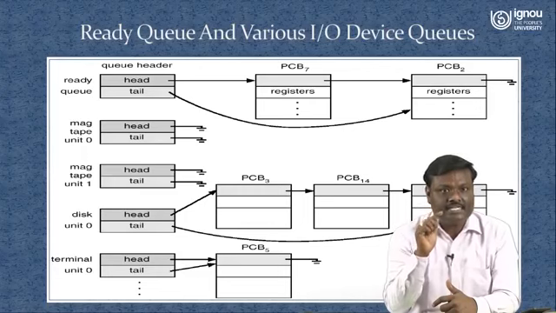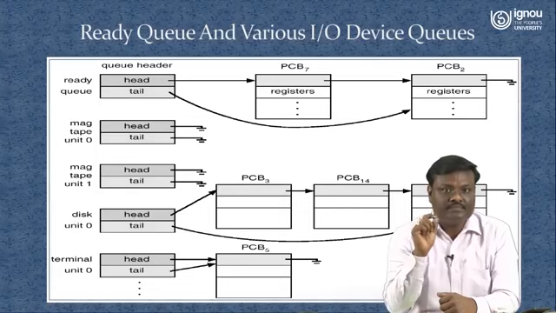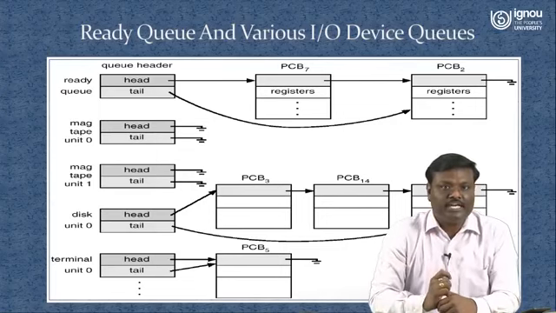Likewise, the second figure is the magnetic tape queue, or input device queue. None of the processes is waiting for the magnetic tape, so head and tail are grounded. There is no need to write any information.